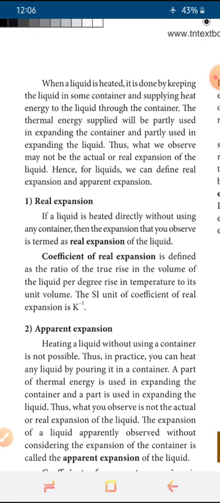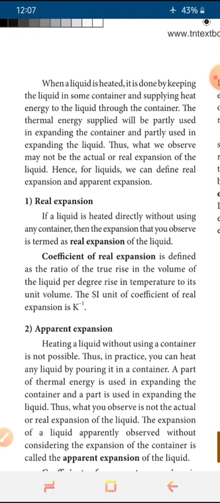And there is one more definition for real expansion. It will be termed with the coefficient of real expansion. It is nothing but the ratio of the true rise in volume of the liquid per degree rise in temperature to its unit volume, and its unit is K power minus 1.